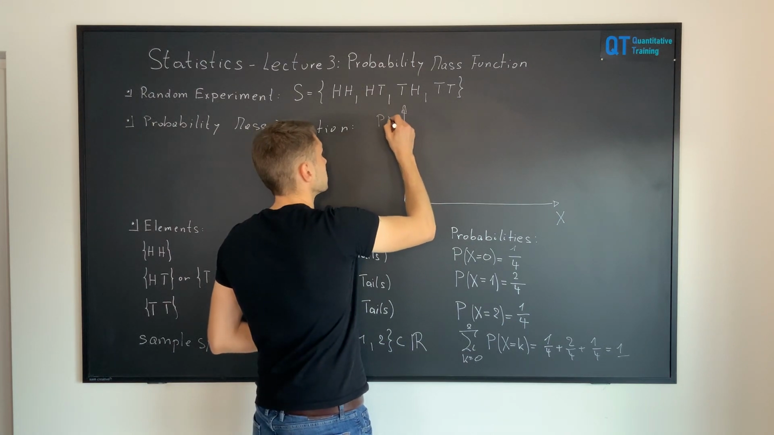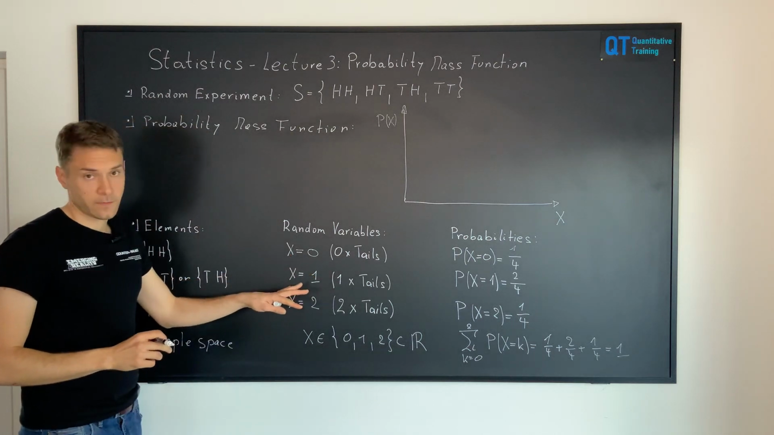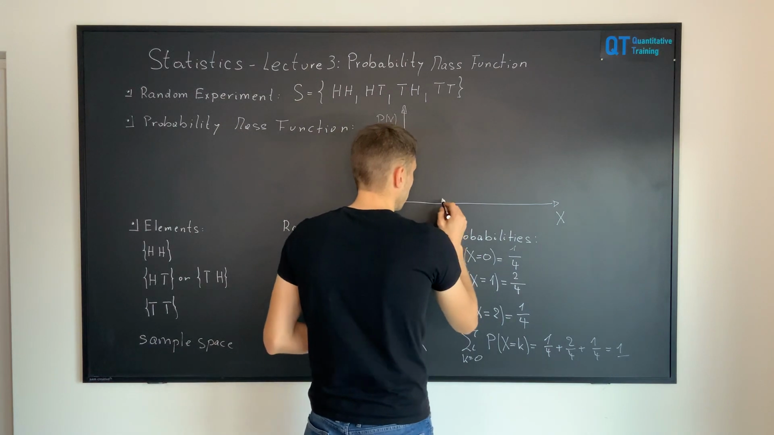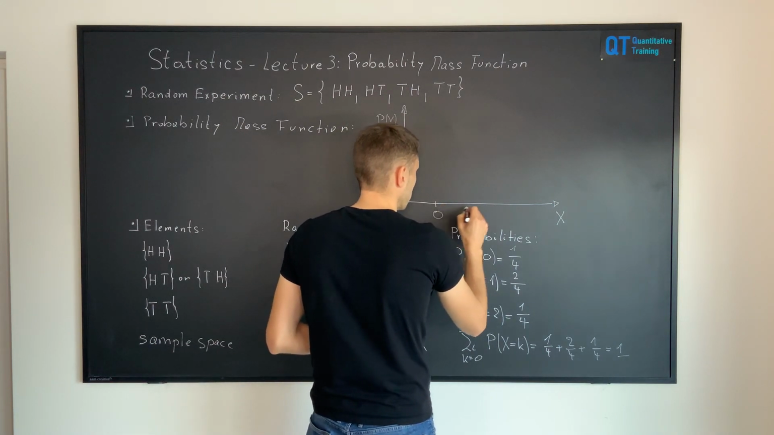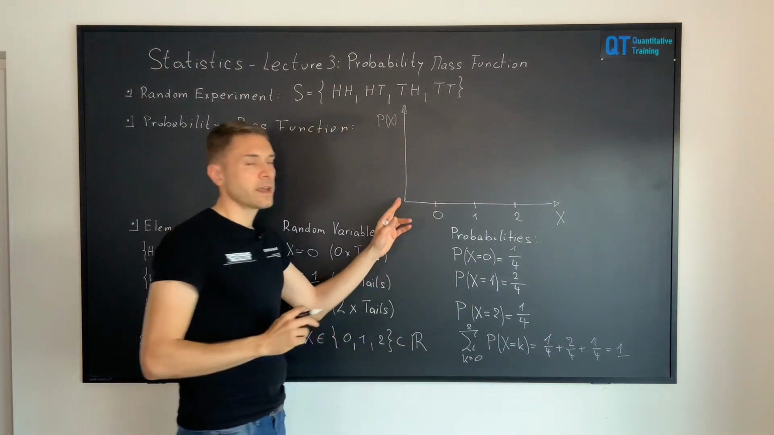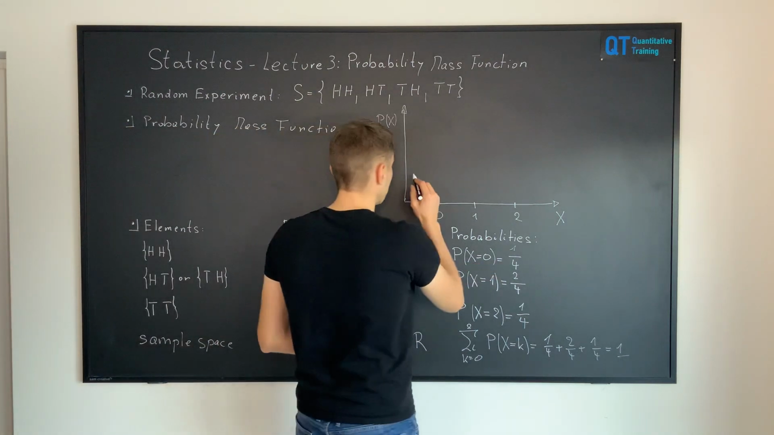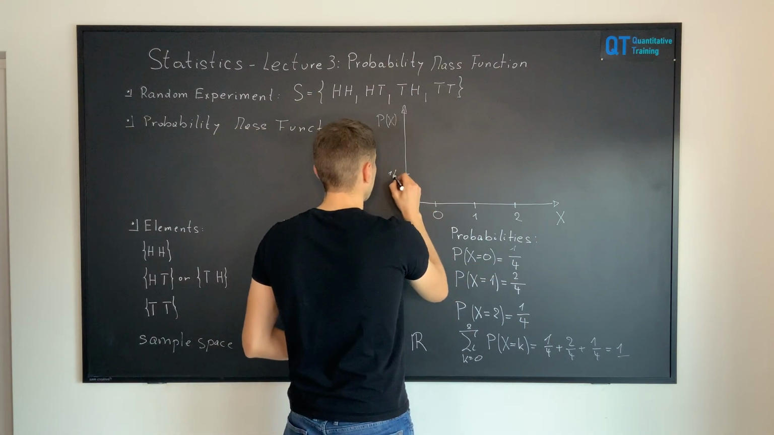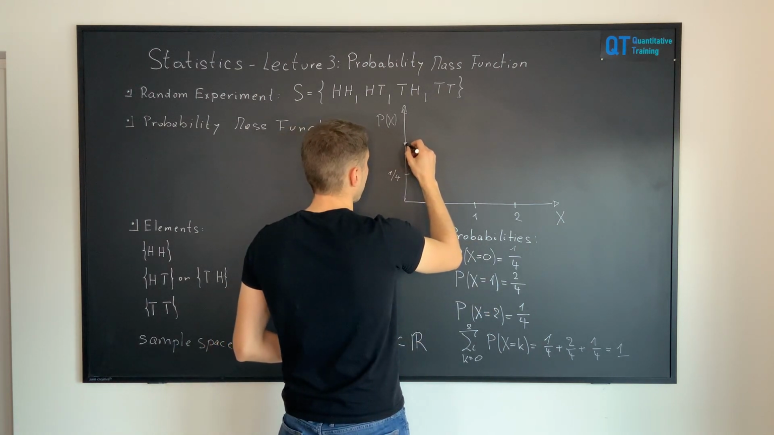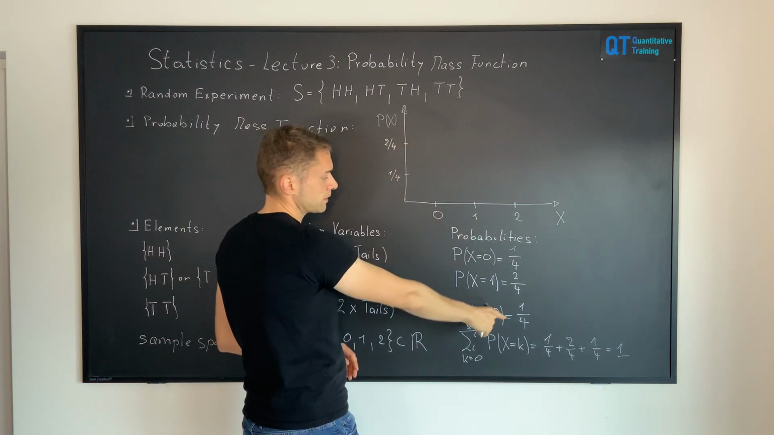So p of x. At the level of the random variables, we have 3 different values, 0, 1, and 2. We are going to introduce these 3 values into our plot: 0, 1, and 2. And on the y-axis, we have the corresponding probabilities, which are 1/4 for x equals 0, 2/4 for x equals 1, and again 1/4 for x equals 2.